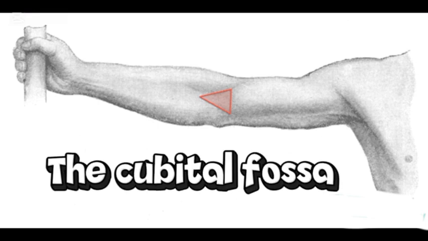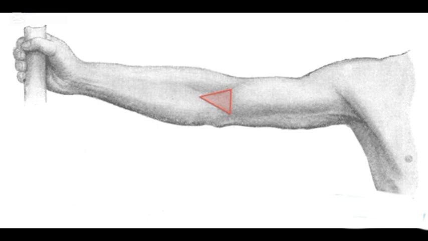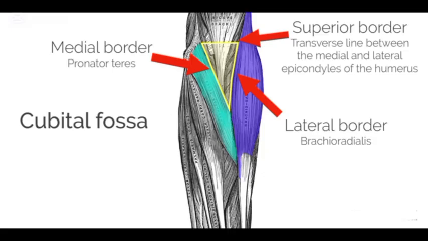The cubital fossa. This is a triangular-shaped area, often described as a depression on the anterior aspect of the elbow joint. It consists of 3 borders, the lateral, the medial, and the superior borders, together with a roof and a floor. The cubital fossa serves as a passageway for structures to pass between the upper arm and the forearm. The contents of the cubital fossa are arranged from lateral to medial.